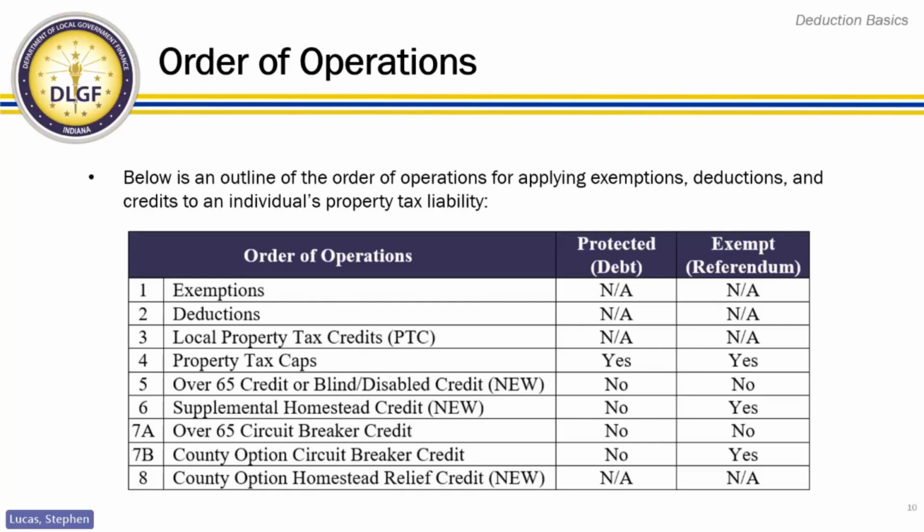Many of the credits that we're going to go over do have specific rules about when and how they're to be applied. So the order listed here is meant to be a helpful reference. And we've also included, to the extent that folks are interested, whether debt taken out or referendum proceeds are protected or exempt from the application of each of these benefits.